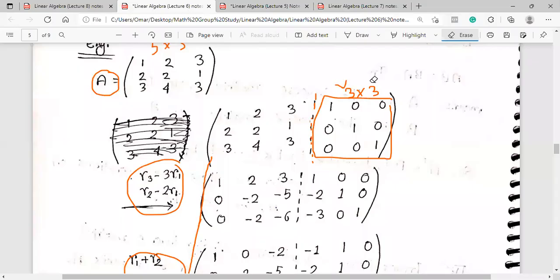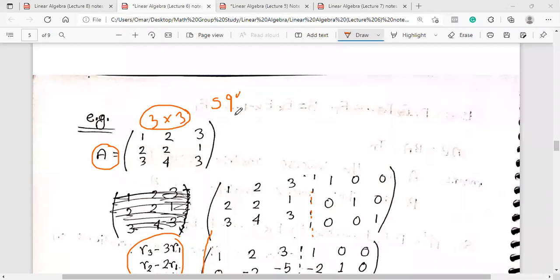So now let's see how we can find the inverse matrix. Here is a matrix given. It is a 3 by 3 matrix. So we see here, to find the inverse matrix, our matrix must be a square matrix.